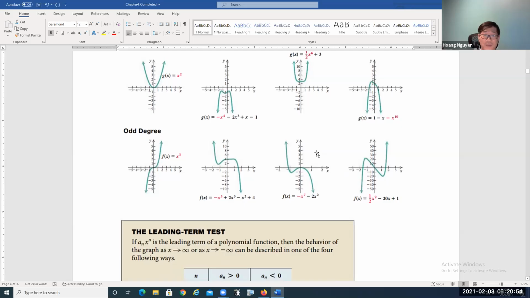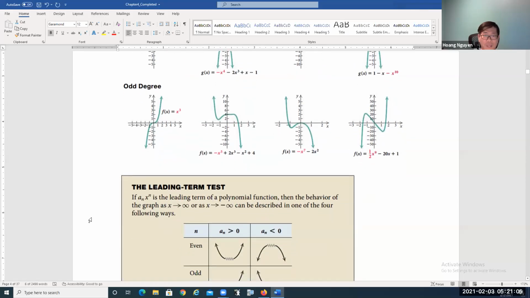So let's take a look at the leading term test. Okay, the leading term test is going to help you determine the end behavior of the graph of a polynomial function. So if a_n times x to the power n is the leading term of the polynomial function, then the behavior of the graph as x approaches positive infinity or negative infinity can be described in one of the 4 following ways.